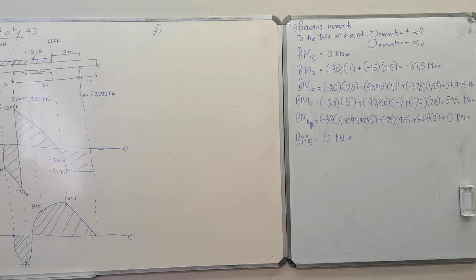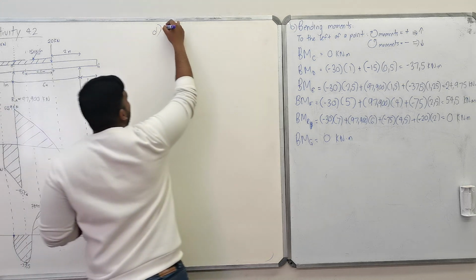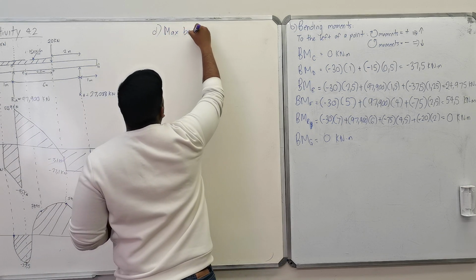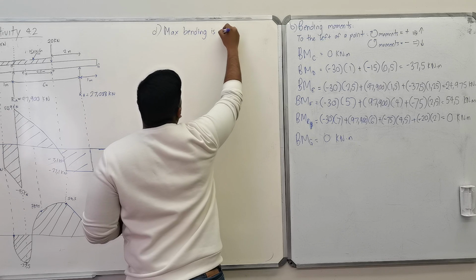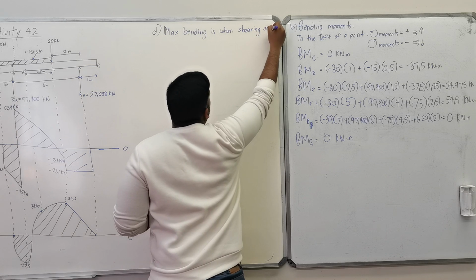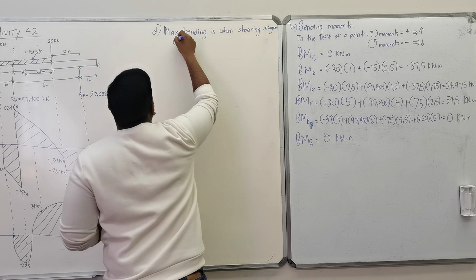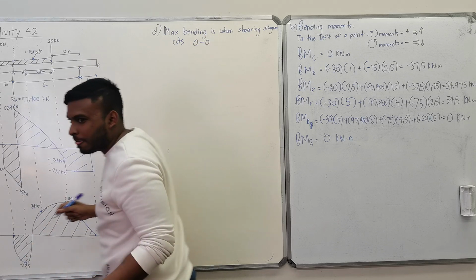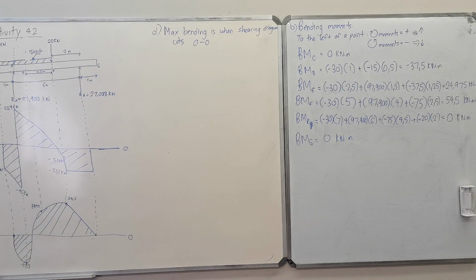I don't know if you're going to hate me now, but okay. So, maximum bending is when your shearing diagram cuts the 0 line, right? So now how do we work out? They want to know the magnitude of the maximum bending moment and its position, being its distance along the beam, right? Now, we can say that it's here. But if you come down, do we know the value of it?